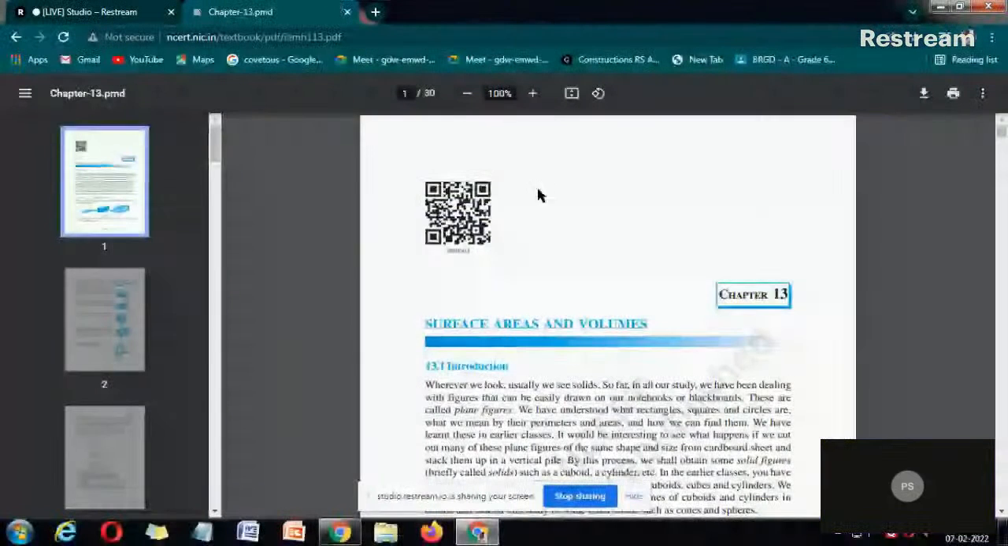So I'll just give you clarity about the 10th class surface areas and volumes, about how it will be and what all. So yeah, without any further delay, let us start. I'll just present the screen for you people. So as you can see, this is the surface areas and volumes chapter. Now I'm going to give you a little bit of clarity. How will we have it in 10th?